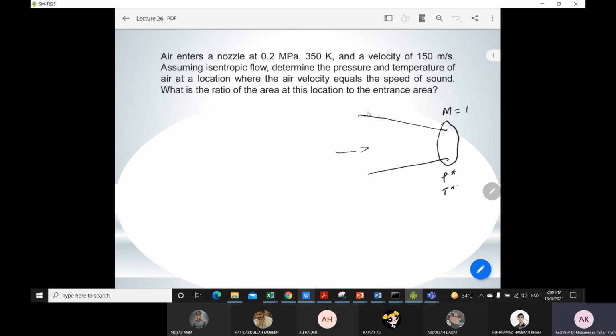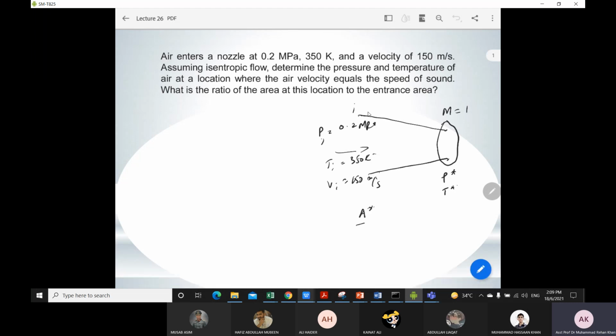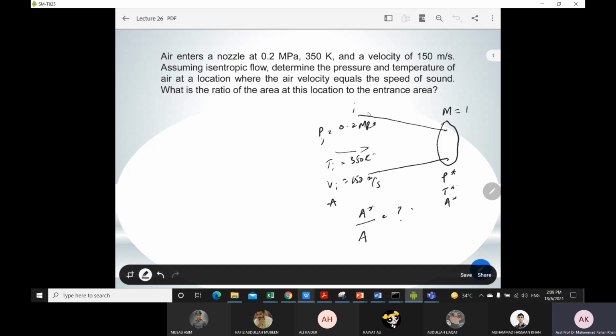The inlet properties are given: pressure Pi at the inlet is 0.2 megapascal, temperature at inlet is 350 Kelvin, velocity at inlet is 150 meter per second, and the fluid is air. Another thing we want to find is the ratio of the area at this location to the entrance area, so we are interested in finding A star over A. A star is at this point and A is at this point. This is your question, so note down the data and then we will see how to solve it.